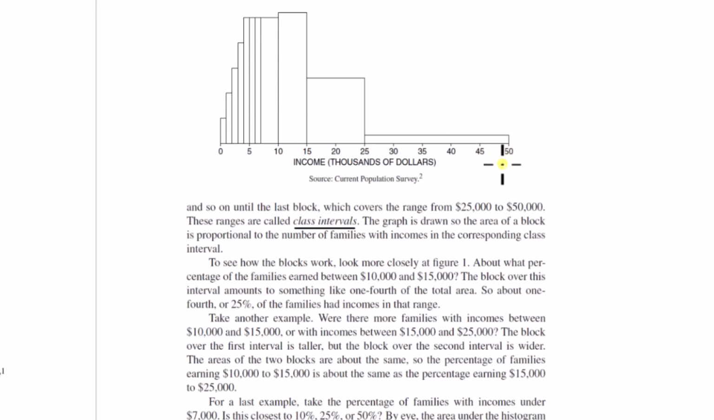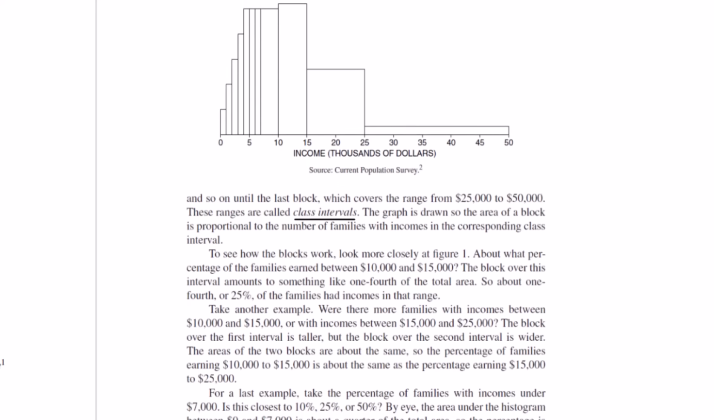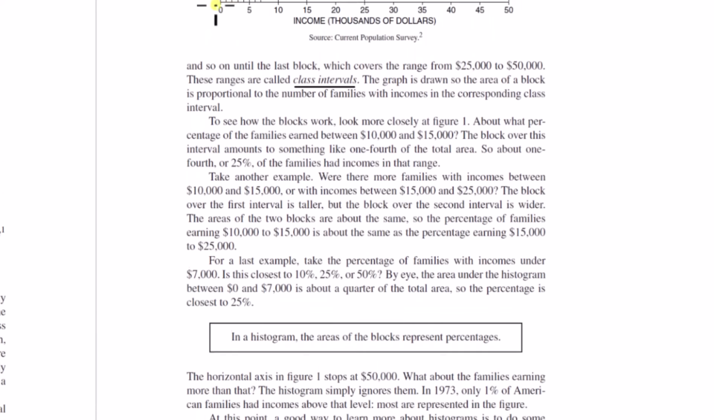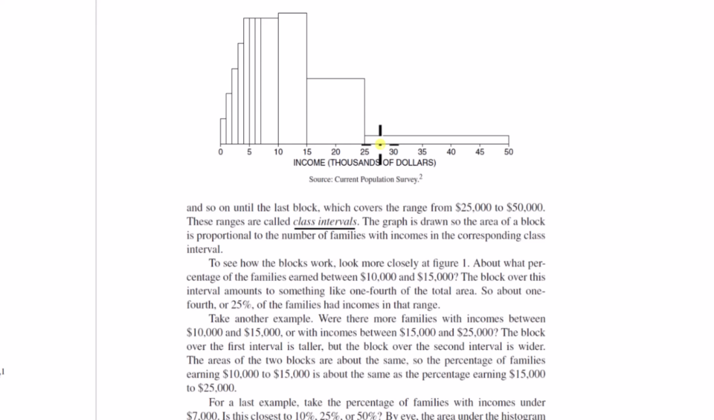Well, first of all, remember this is 1973, so don't take inflation into account. But it says the horizontal axis in figure 1 stops at $50,000. What about families earning more than that? The histogram simply ignores them. In 1973, only 1% of American families had incomes above that level. Most are represented in the figure. So the entire area of a histogram is either 100% or close to 100% of all of the data.